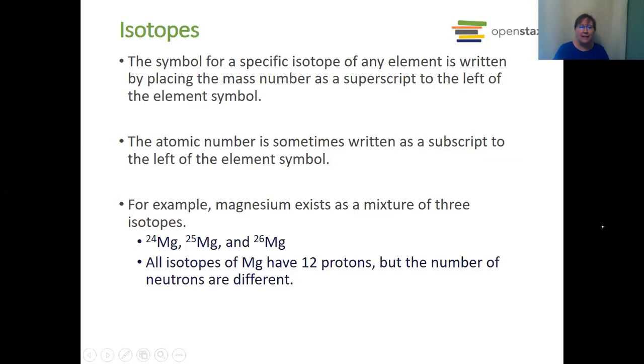Okay, so let's take a look at isotopes. We've looked at this a little bit before. I like to do that in the slides, is introduce things in multiple places. Isotopes: the symbol for a specific isotope of any element is written by placing the mass number as a subscript to the left of the element symbol. Okay, so the atomic number is sometimes written as a subscript to the left. Okay, so for example, magnesium can be magnesium 24, magnesium 25, and magnesium 26.